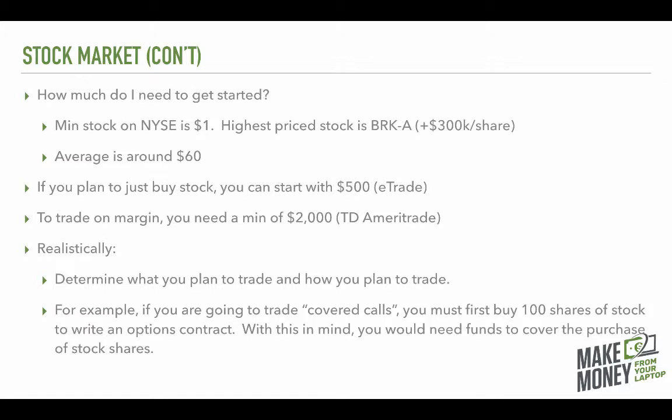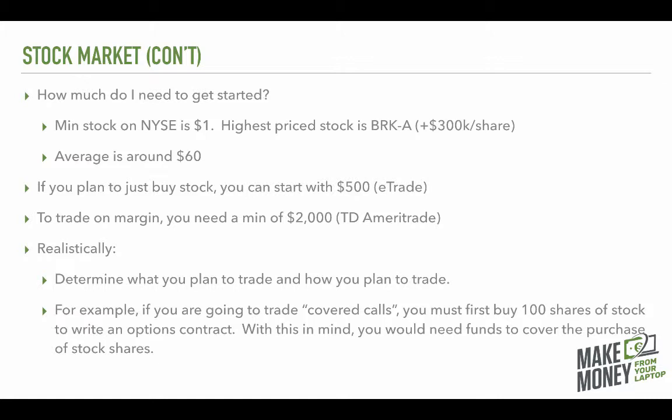How much do you need to get started in the stock market? Well, look at it this way. The minimum stock price on the NYSE is $1. If it drops below that for even a fairly short period of time, it's suspended and then potentially delisted. The highest priced stock on the NYSE is Berkshire Hathaway's A shares, which are over $300,000 a share. The average, though, is probably around $60. So just keep that in mind if you're going to start trading stocks. Quite a few are lower, but the average is about 60.